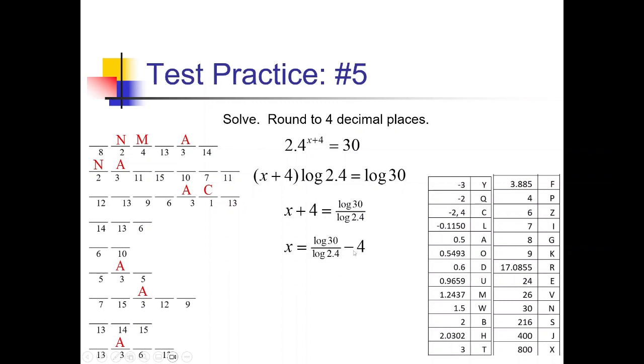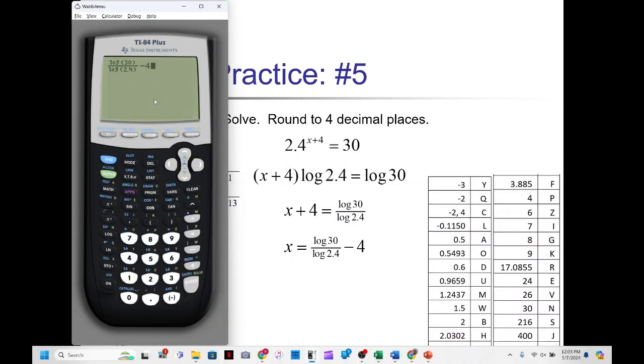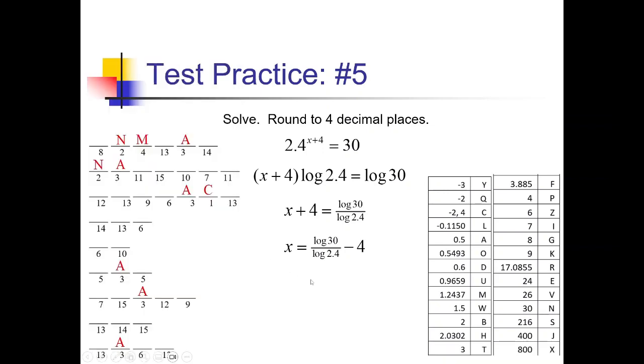Notice I haven't actually crunched any numbers on the calculator yet. I'm waiting until the very end so that I don't lose any accuracy by rounding off too soon. But now it is time to use the calculator. So here we go on the calculator. Log of that stuff minus 4 all comes out to about negative 0.11 if I round that off.